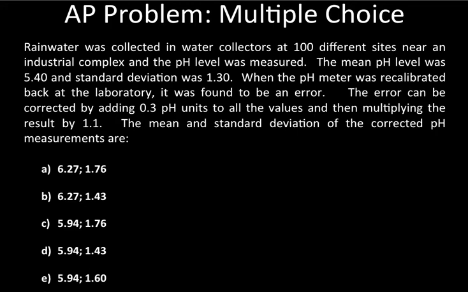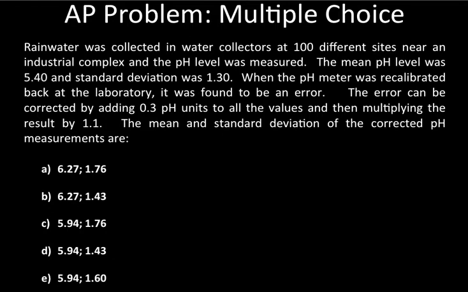Alright guys, so now we're going to do an AP problem that is multiple choice. Rainwater was collected in water collectors at 100 different sites near an industrial complex, and the pH level was measured. The mean pH level was 5.40 and standard deviation was 1.30.